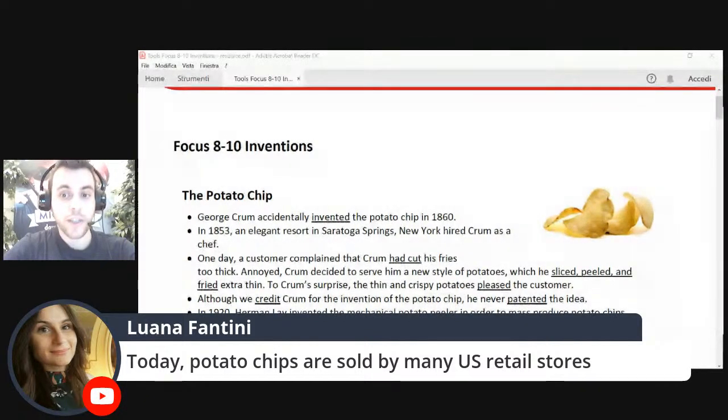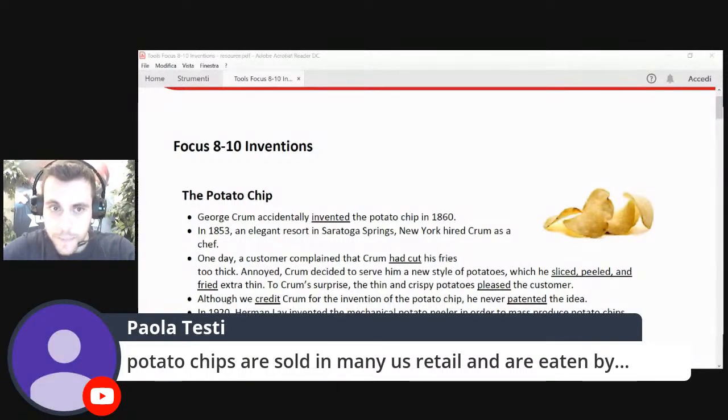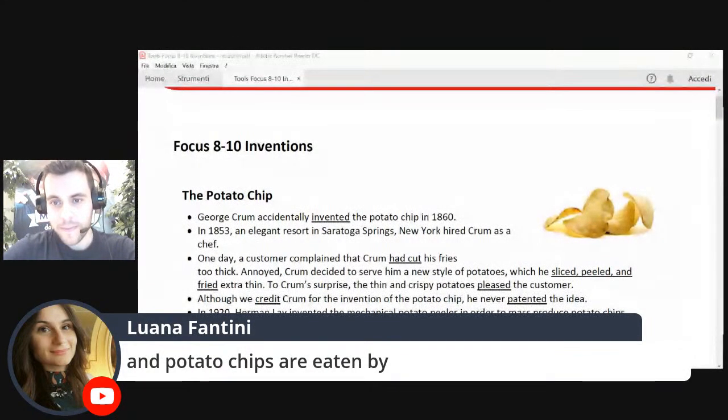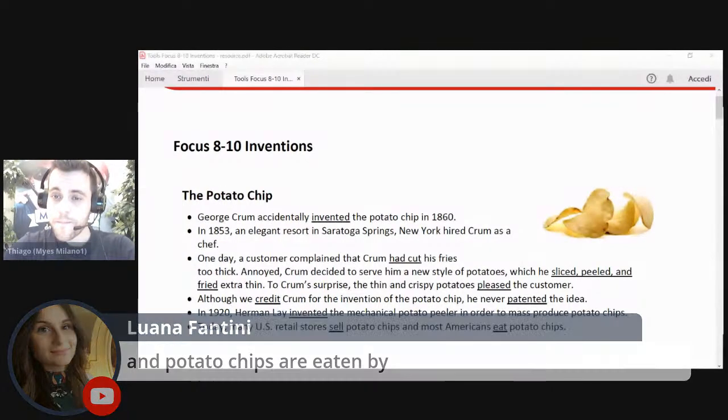Exactly. So make sure it's plural. So potato chips are, and then sold is the correct participle. Yes, so they are, exactly, Paula. So we have potato chips are sold in many U.S. retail stores and are eaten by Americans. Okay? Perfect, Katerina. Sold. Okay? So nicely done.